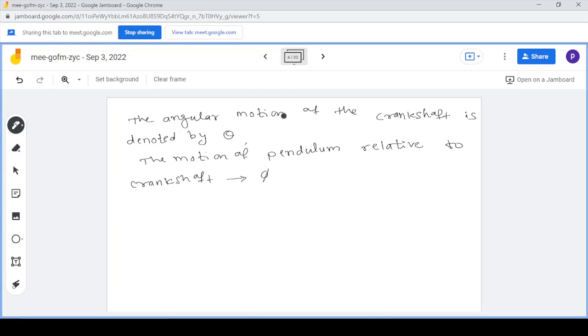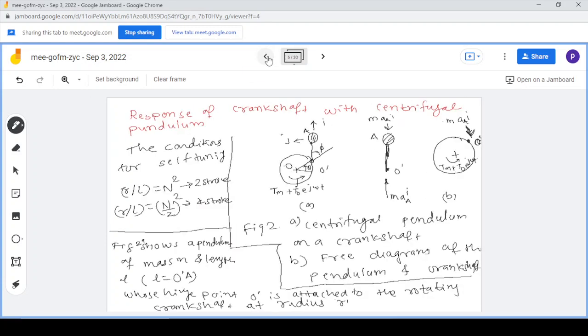What we have called the angular motion of the crankshaft is denoted by theta, and the motion of the pendulum relative to the crankshaft is denoted by phi. Look at this. This motion of the crankshaft is denoted by an angle theta, whereas the motion of the pendulum related with this crankshaft is denoted by an angle phi. If you closely look at this figure, this is theta, this is phi, and this phi is related with the pendulum, theta is related with the crankshaft.